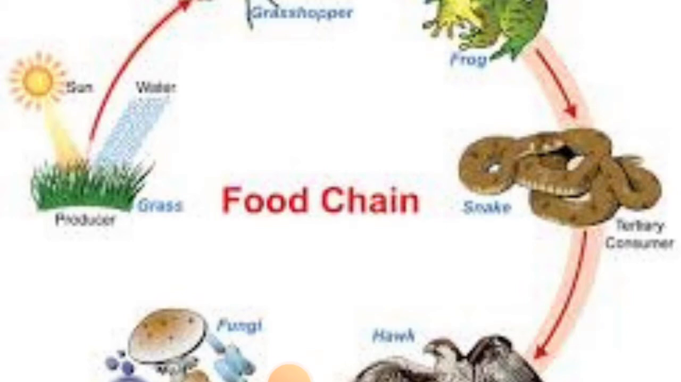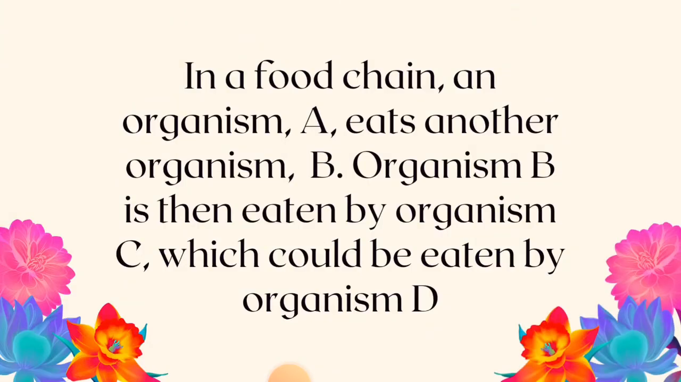So everything you see around you is food. One food is linked to another. The food can be in the form of a living thing, a goat or an animal or a plant, but it is food. A goat, for example, is a goat to you, but it is food to a lion. So in a food chain, an organism A eats another organism B, and organism B is then eaten by another organism C, which could be eaten by organism D, and the chain continues.